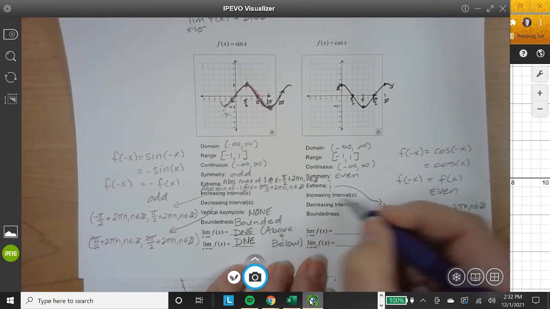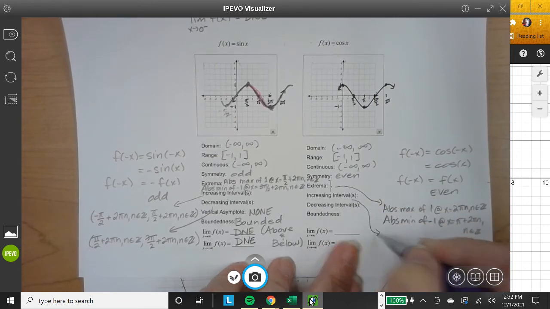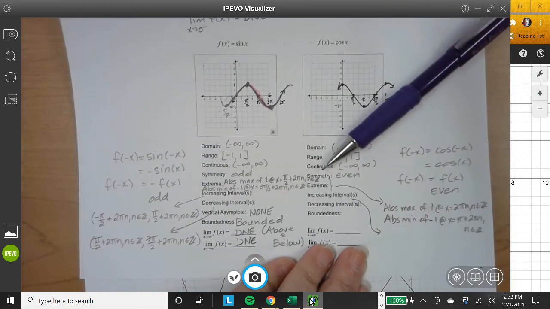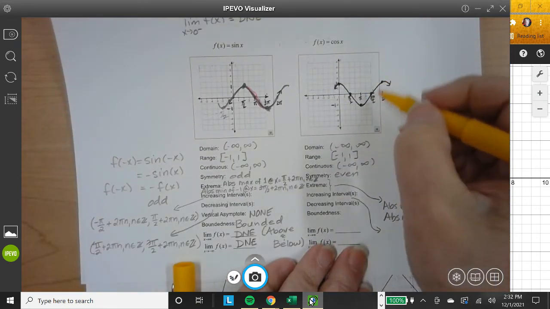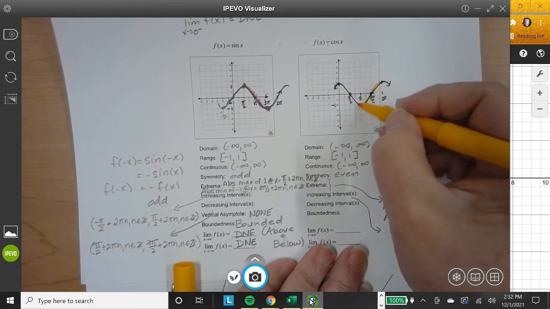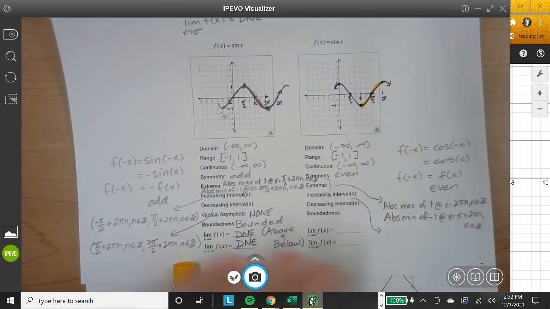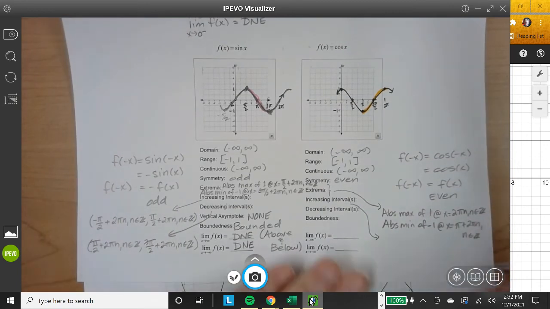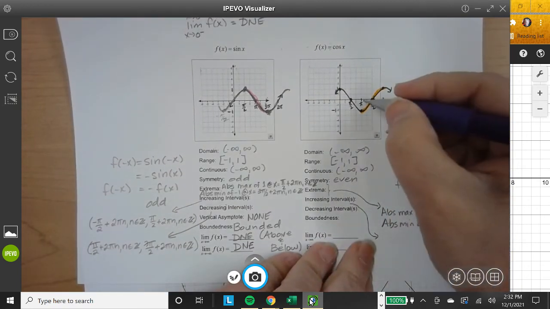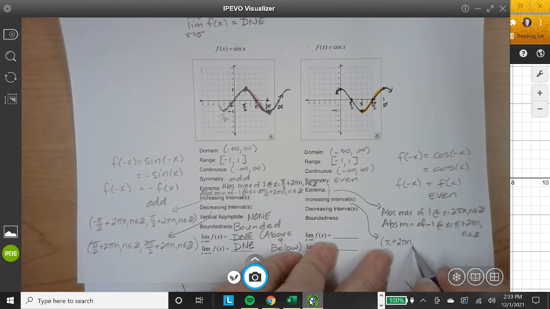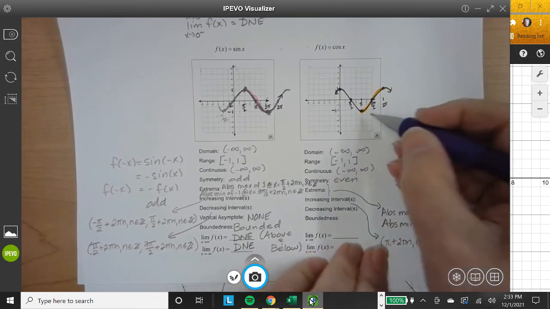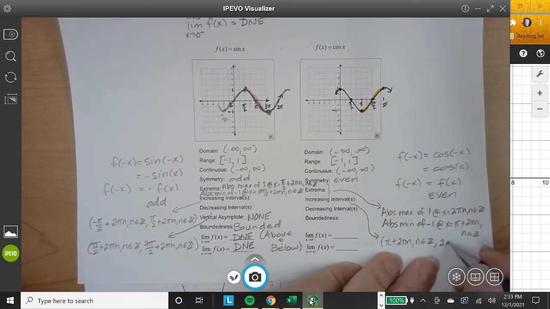All right. Now, increasing intervals. It's increasing from pi to 2 pi. Let's see, that's increasing from left to right. So we can say the lower part of that interval is going to be at x equals pi. So this is going to be pi plus 2 pi n, an element of the integer set. I stop increasing at 2 pi: 2 pi plus 2 pi n, an element of the integer set.